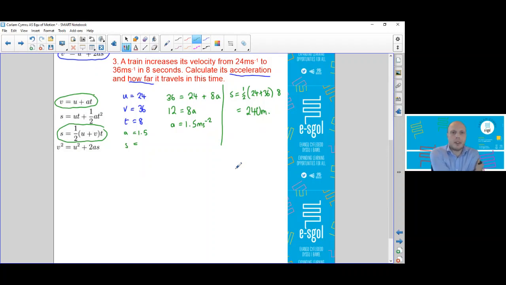Just be very, very careful that when you are decelerating, when your initial velocity is higher than your final velocity, A could and should be a negative value. If you get your numbers back to front, it could come out positive. You will get marked down for that. So be very, very careful.